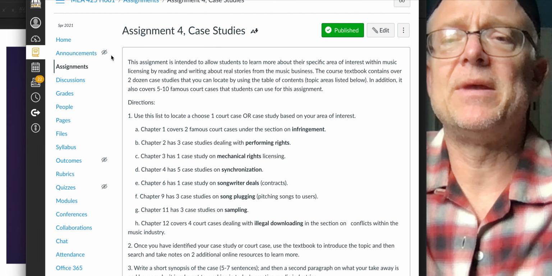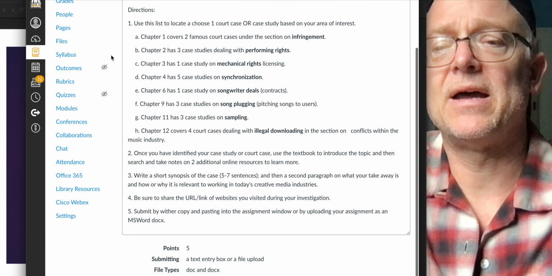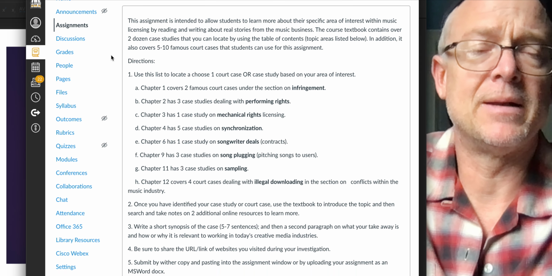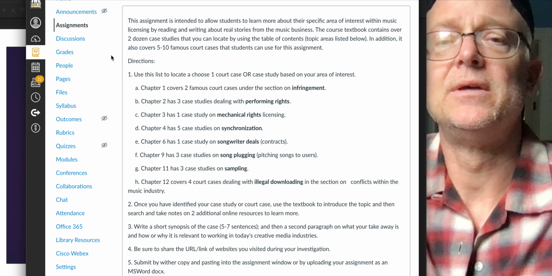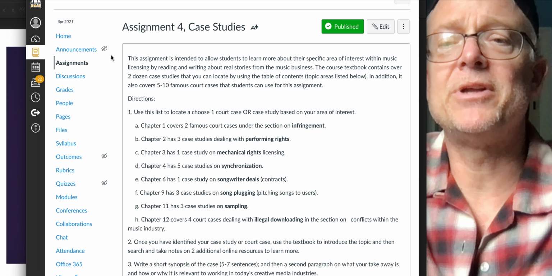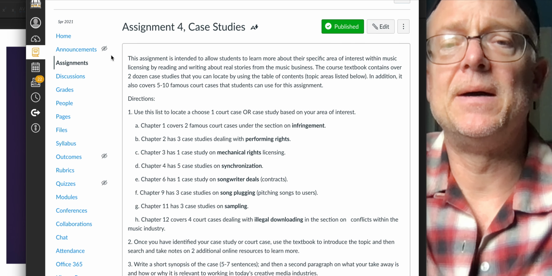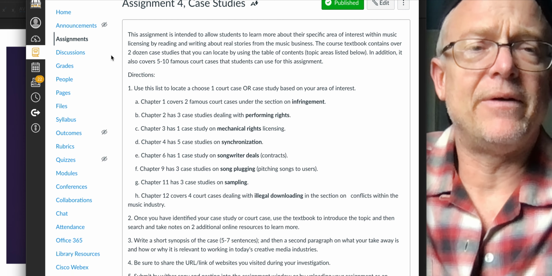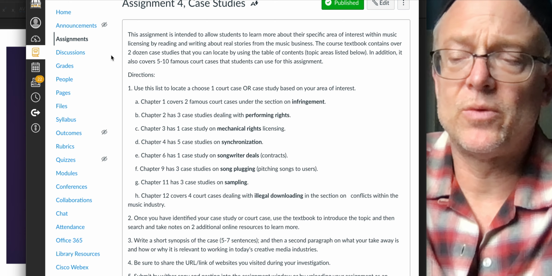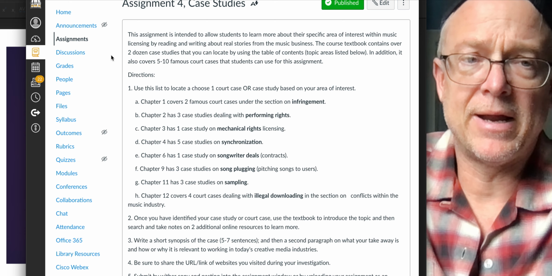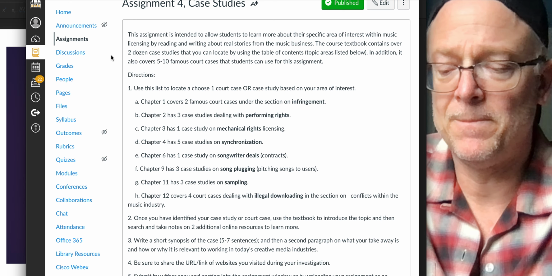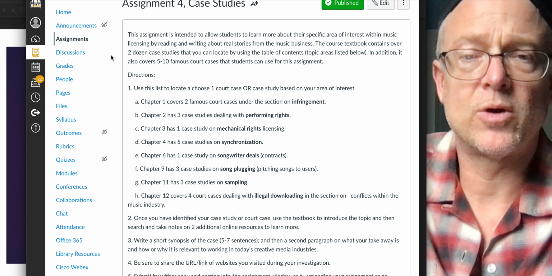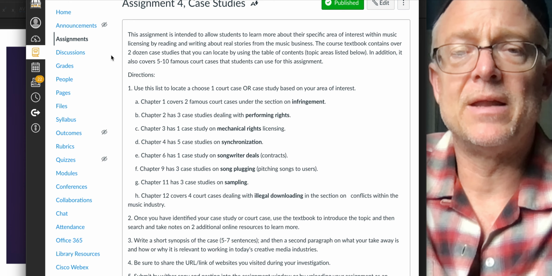On the fourth assignment, you can see the directions as usual. I've got 5 steps that you have to do. They usually end up being about 1 point each. But you do get to choose what kind of area you're interested in. A good way to find out about copyright and licensing, of course, is to see how the law performs in a court of law, during a court case.